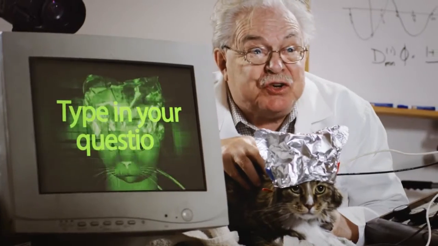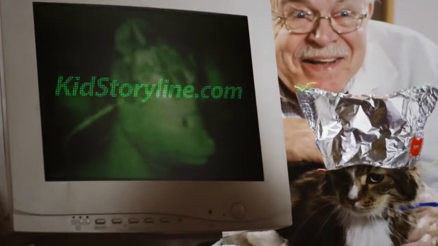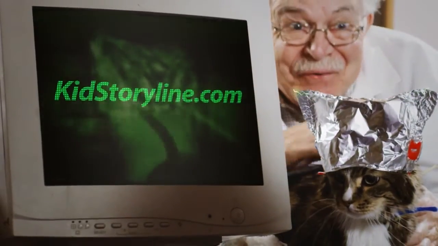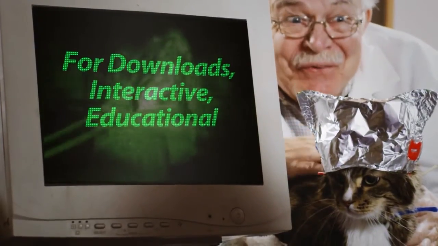So you're saying I can ask this cat any question? The cat is connected to the computer. You just type in the question, it will read his mind. There the answer comes. You're the man! I've been looking for this for weeks.